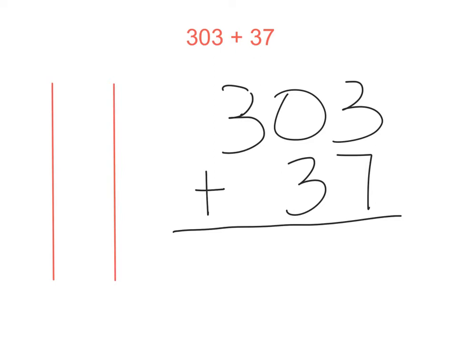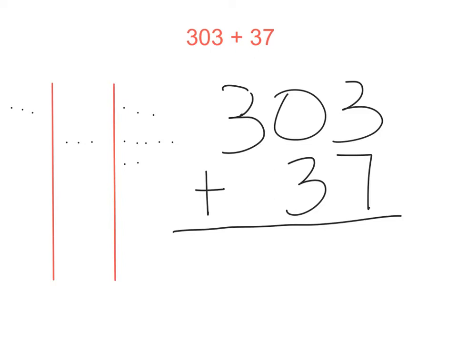So first I'm going to draw 303. 303 has 3 hundreds, 0 tens, and 3 ones. Next, I'm going to draw 37. 37 has 3 tens and 7 ones. 1, 2, 3, 4, 5, 6, 7. Now I can begin adding. We always start adding in our ones column.